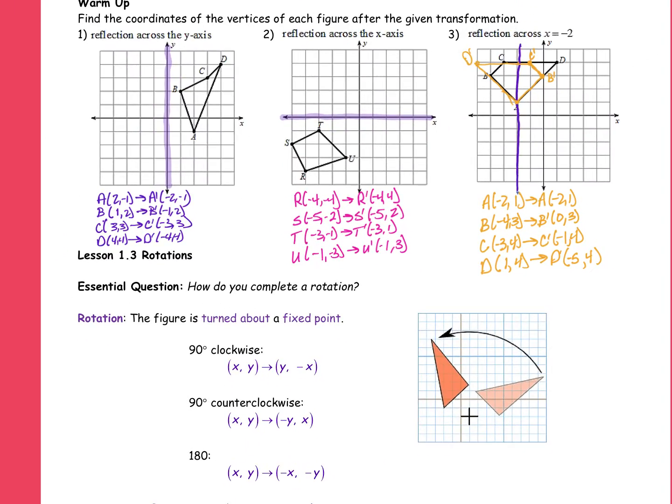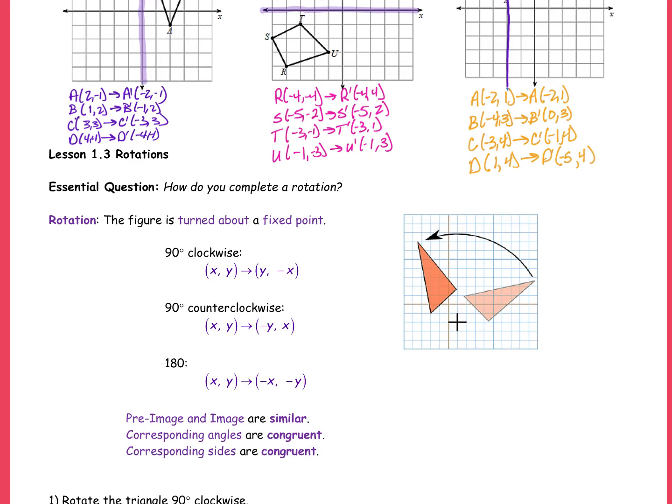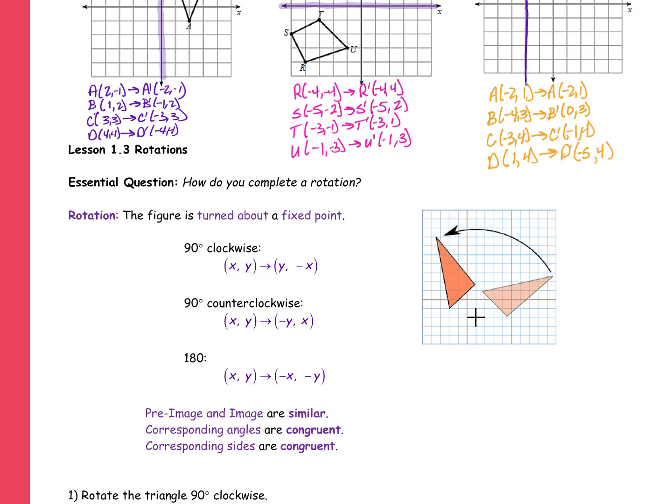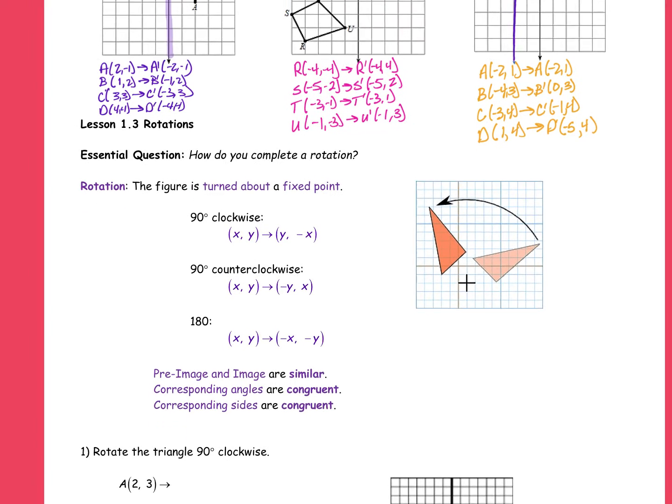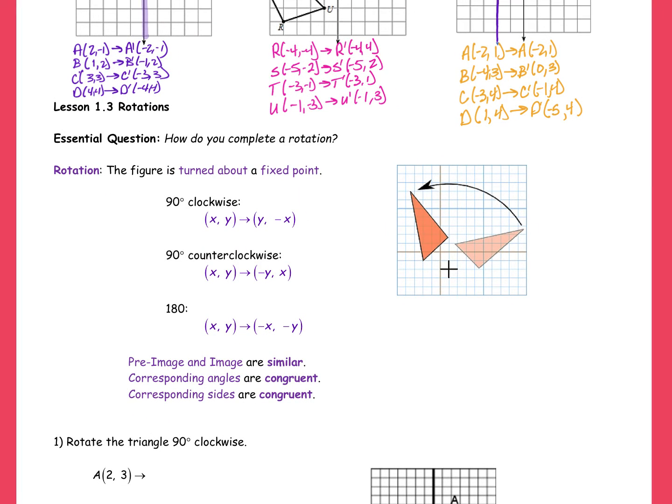Okay, so now we're going on to our third one, which is rotations or a turn, right? So how do we complete a rotation? A rotation is a figure that is turned about a fixed point. Usually most of the time we're going to use it around the origin, right? The origin is this point right here, the 0, 0 point.